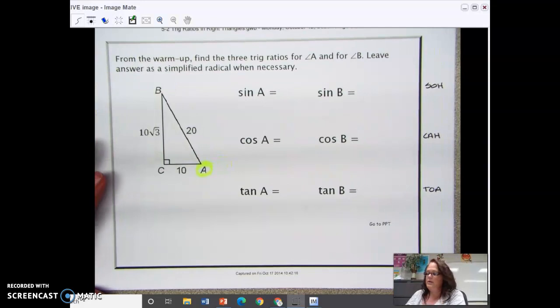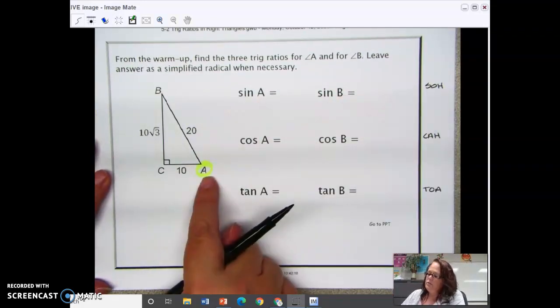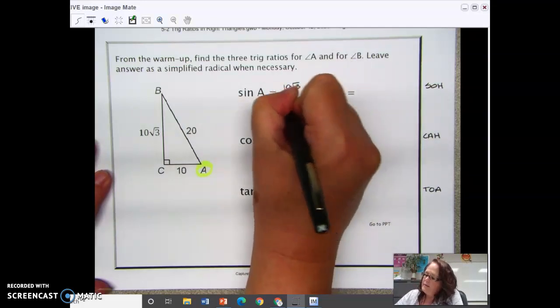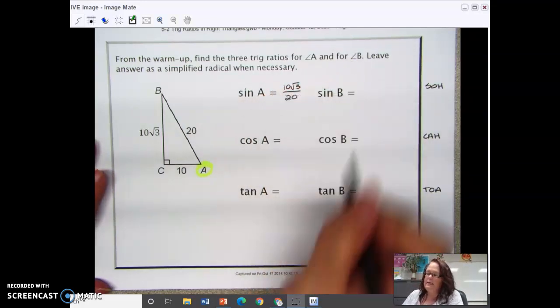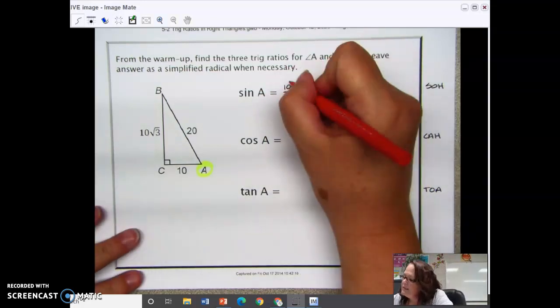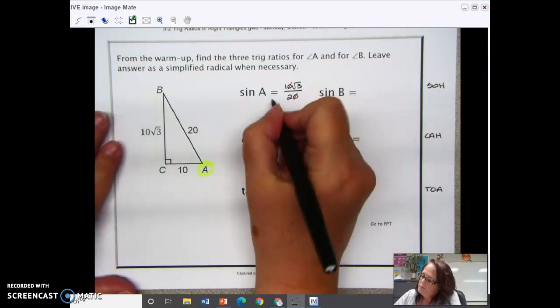A little off the edge, there we go. So sine is opposite over hypotenuse, so the opposite of A is 10 root 3, and the hypotenuse is 20. Now notice we want to reduce this. So I can reduce this by 10 and just call this root 3 over 2.